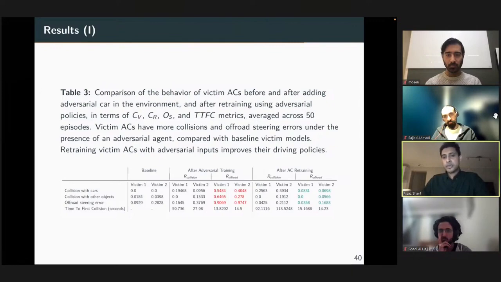And then we use the same adversaries while retraining the same victims, and we see that in the blue, especially, the victims performed much better, because now they have different types of use cases where they have the adversarial agent in front of them. They have retrained their policies. But these are the average values among 50 episodic tests.